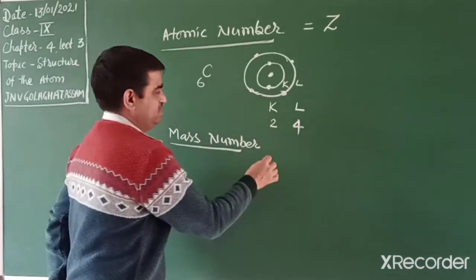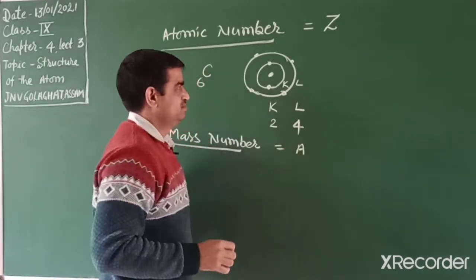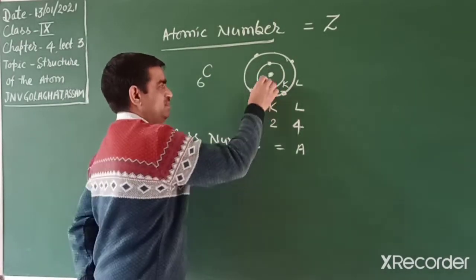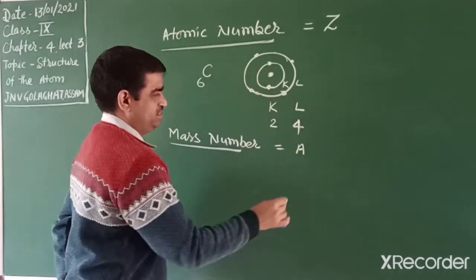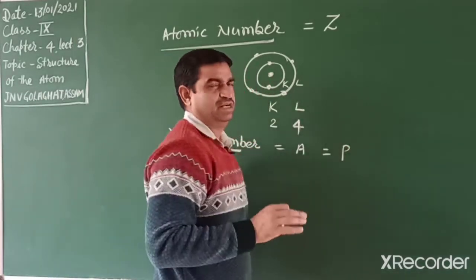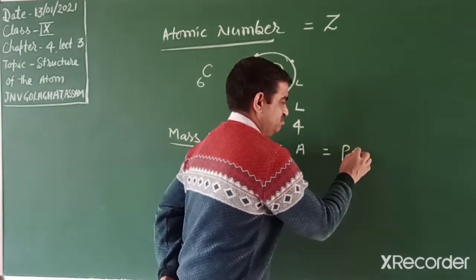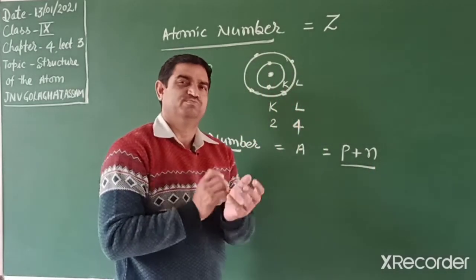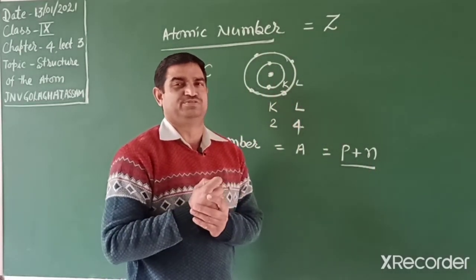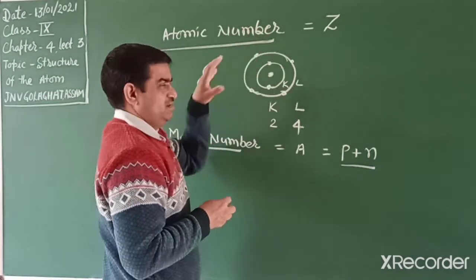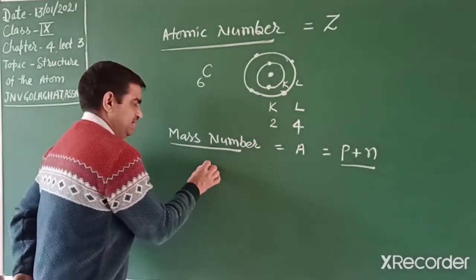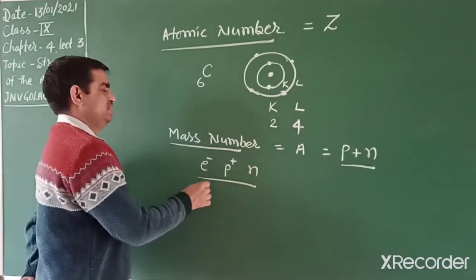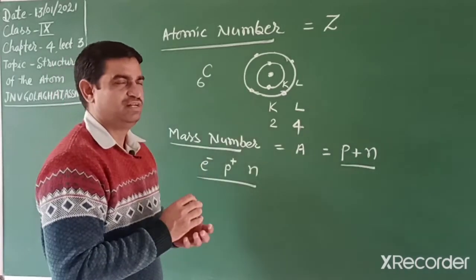Mass number is represented by capital A. It is the mass of the atom, concentrated in the nucleus. In the nucleus are protons and other particles, that is neutrons. Protons plus neutrons, both combined, are known as nucleons. So in an atom, 3 subatomic particles are available: electrons, protons and neutrons, but the electron mass is very small, negligible.